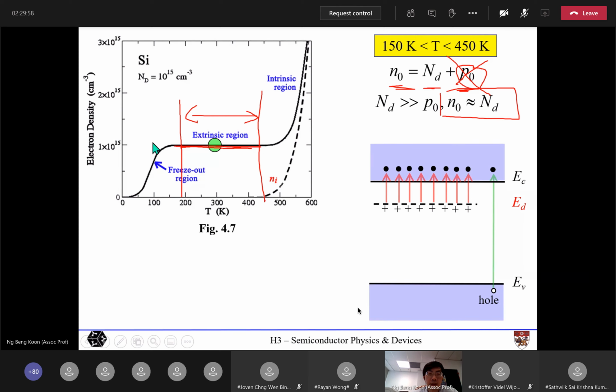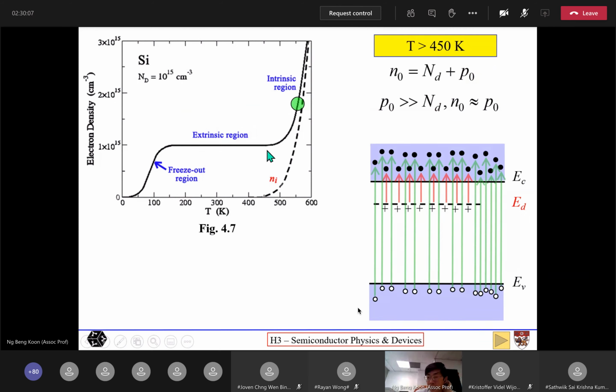Now, why does the electron density actually continue to increase if you go beyond a certain temperature, in this case 450 Kelvin? You find that when you go beyond a certain temperature of 450 Kelvin for silicon, and different materials will have different temperatures when it happens, this band-to-band transition becomes quite easy to occur. You get a lot of band-to-band transition, so much so that the number of electrons from band-to-band transition starts to overwhelm, it becomes the dominating number.